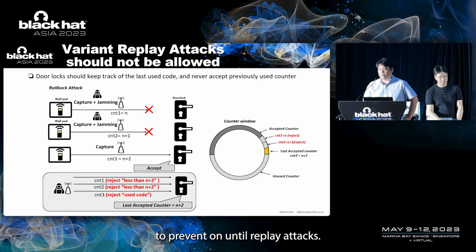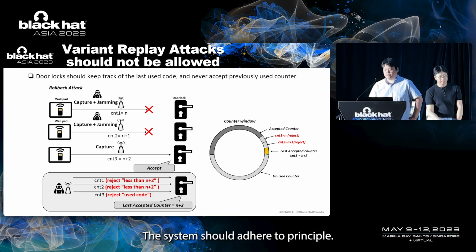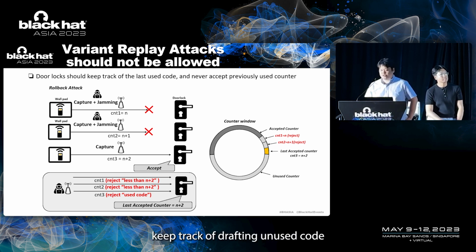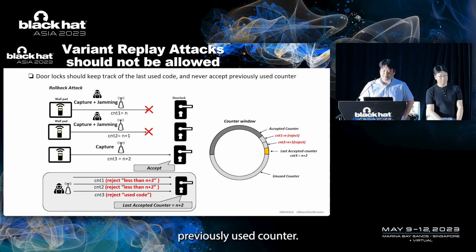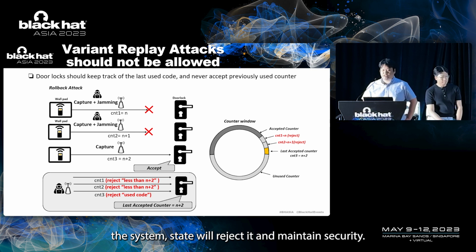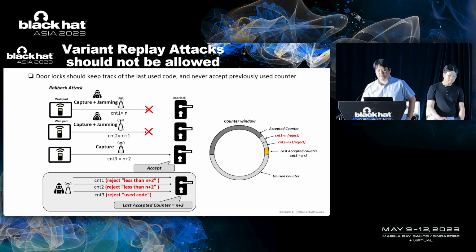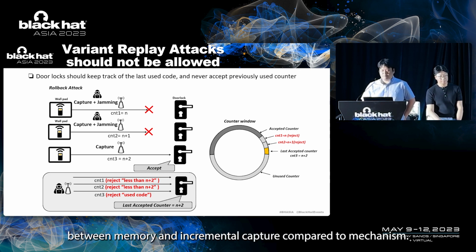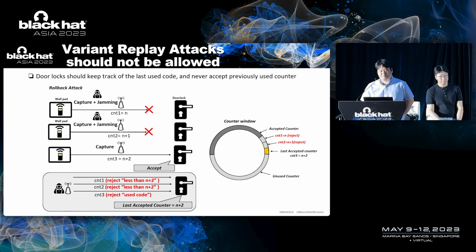To prevent variant replay attacks, the system should adhere to the principle that it keeps track of the last used code and never accepts a previously used counter. By implementing this principle, even if an attacker tries to reuse a previously used counter, the system strictly rejects it and maintains security. In addition, the system must securely store the recorded counter value in memory and implement a careful comparison mechanism.